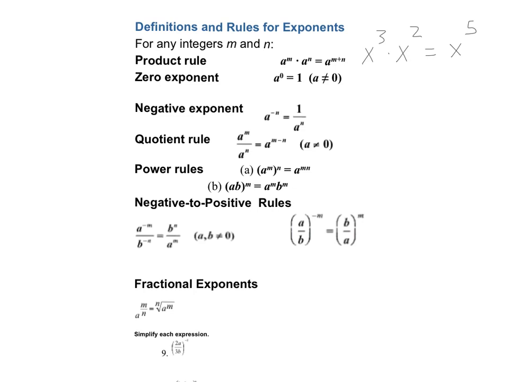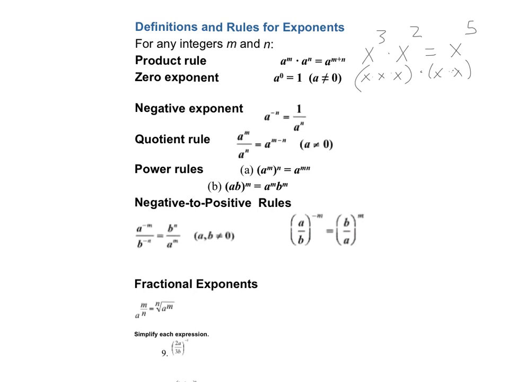So x cubed means I have 1, 2, 3 x's being multiplied together. If I'm just going to write out what this means, that's what it is. The x squared means I have 2 x's being multiplied together. Since an exponent is simply a shortcut for how many times something's being multiplied times itself, count those up. There are 5 x's. So the shortcut is, if the bases are the same and I'm multiplying, I add up the exponents.